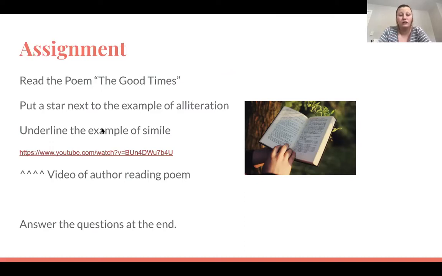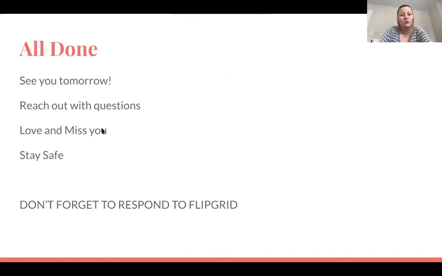Okay, so you're going to put a star next to the example of alliteration, and then you're going to underline the example of a simile. I'm going to tell you how to do that in just a minute. And then you're just going to answer the questions at the end. When you're done, click turn it in, and then I'll see you tomorrow. Don't forget to respond to the Flipgrid prompt.